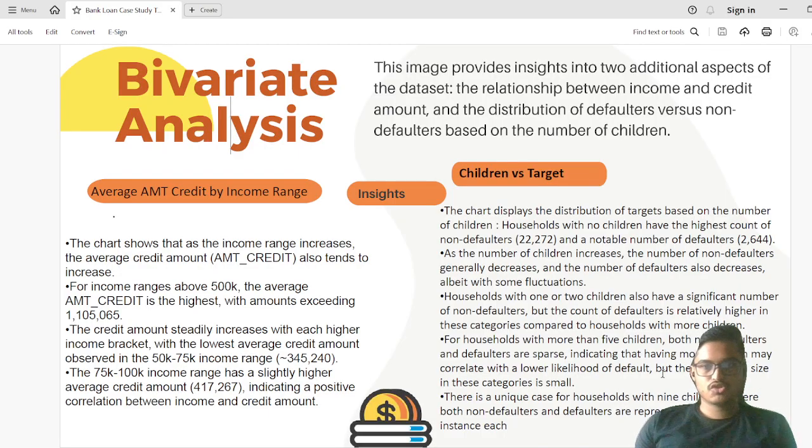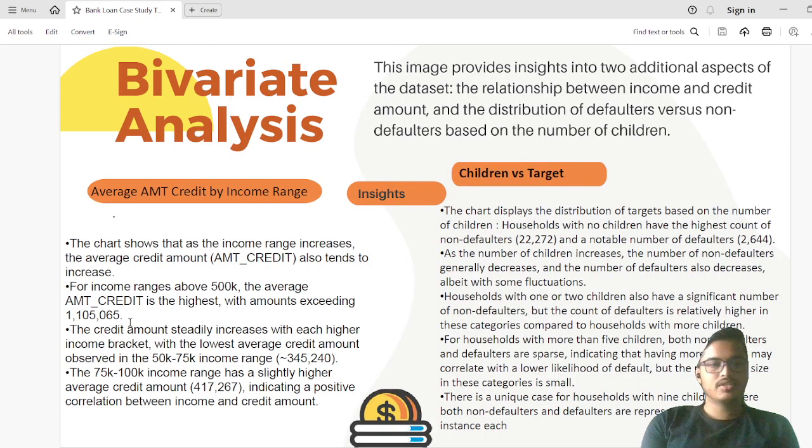So this chart shows that as the income range increases, the average AMT credit amount also tends to increase. For income range above 5 lakh, the average AMT credit is the highest, with amount exceeding 1 crore 10 lakh. The credit amount steadily increases with each higher income bracket, with the lowest average credit observed from the 50,000 to 75,000 income range, at 3,45,000.